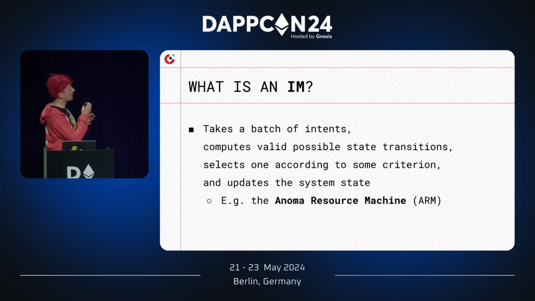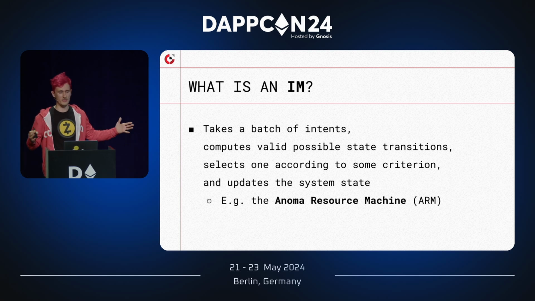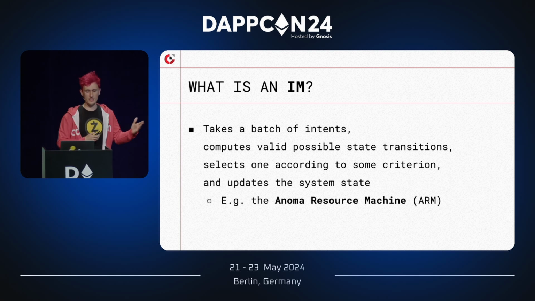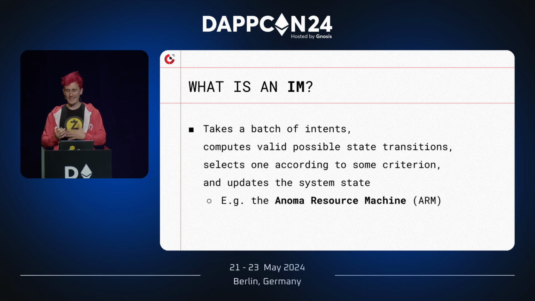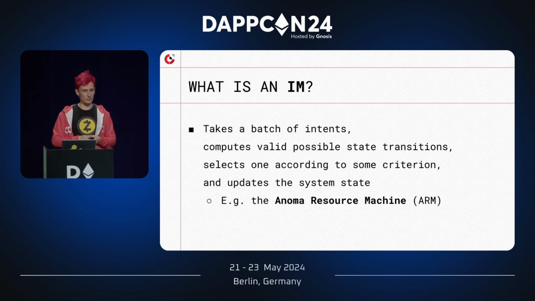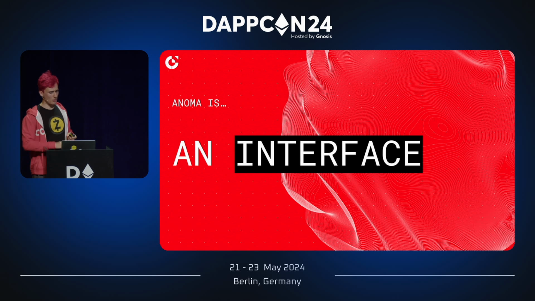So intent machines don't exist. Specifically, generalized intent machines don't exist just yet. The first one here is the Anoma resource machine, which, again, is not an account model. It's not a UTXO model. It's a resource model. It's a model that allows you to very efficiently express partial state transitions so that you can figure out which counterparties to coordinate with.